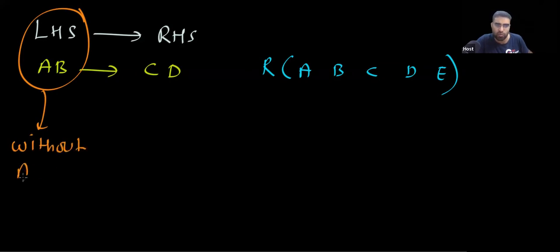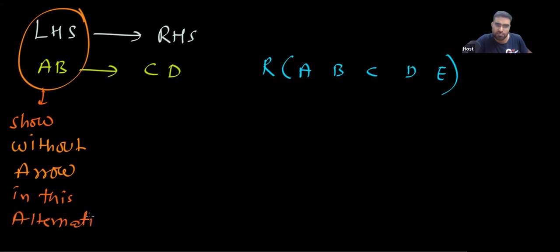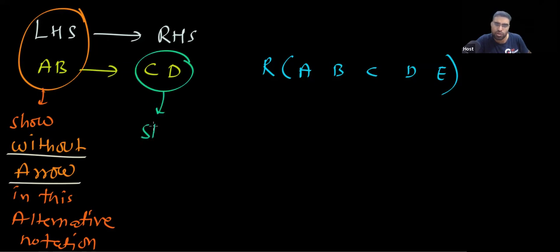You will show it without arrow. In this alternative notation, this LHS will be shown without arrow. For the LHS, you don't have to put the arrow, and for the RHS, you will put the arrow. Show with arrow. So this is the notation.